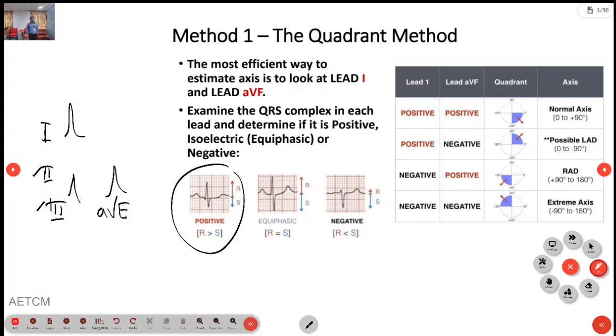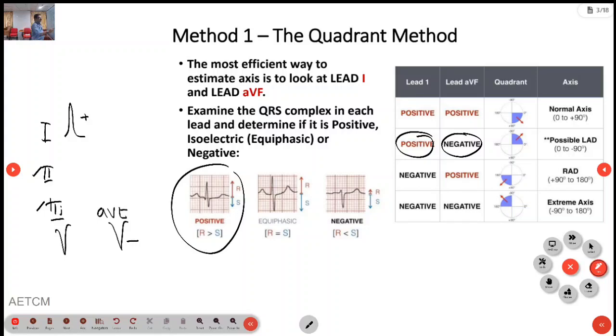Now if lead 1 is positive and aVF is negative, then it is left axis deviation. Look here: 1 is positive, aVF is negative. Mostly if aVF is negative, lead 3 will also be negative. So 1 positive and aVF negative is left axis deviation.